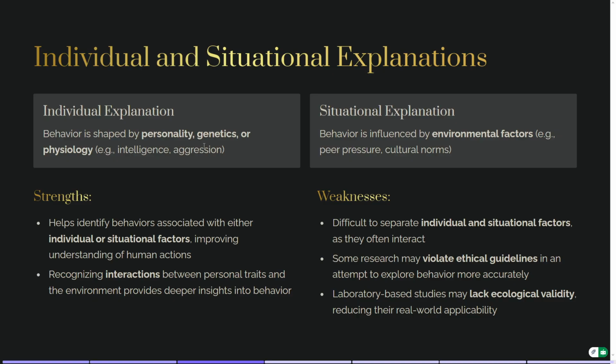So situational explanation, on the other hand, says behavior is influenced by environmental factors, e.g. peer pressure, cultural norms, and the likes. Now, how do you apply this to your studies? Basically, if you have two conditions, maybe the experimental condition and the control group, and the experimental condition did better than the control group, that is simply the situational explanation, because you can say that because of the IV present in the experimental condition, because of this environment, they were able to perform better than the control group.